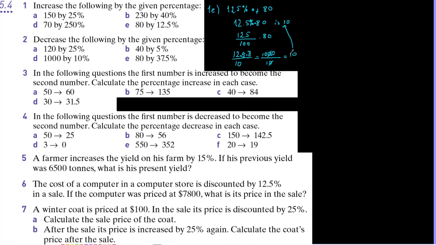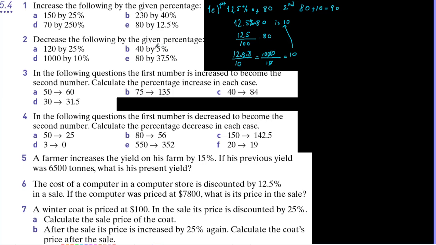And then, what we are going to do, it says increase by 12.5%, which means that this is the first part, and the second part is 80 plus 10, which is equal to 90. Okay, the second question is decreasing by, and we are going to decrease 40 by 5%.